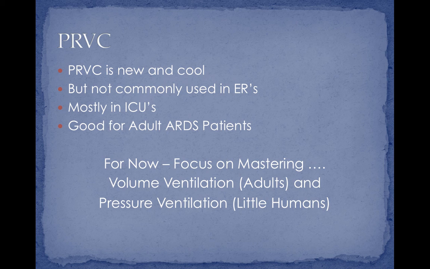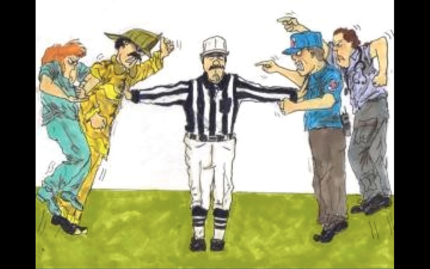For right now, I want you to focus on mastering volume-based ventilation for adults, specifically SIMV with pressure support. Learn how to use it, learn how to augment your patients, learn how to not have to paralyze them and just sedate them and pain manage them very well. And pressure ventilation for little humans, pressure SIMV with pressure support. Again, we don't want to long-term paralyze them unless we have to. Good pain management and good sedation for all these patients.